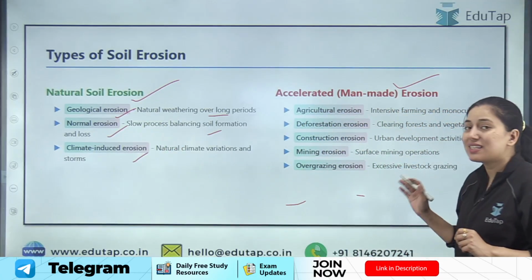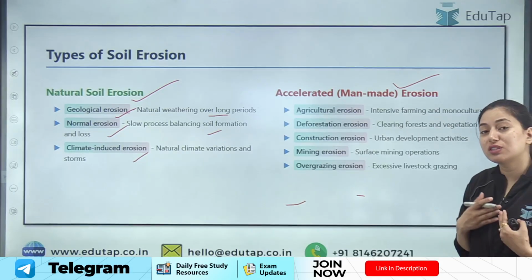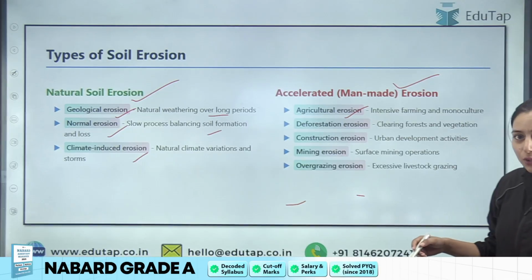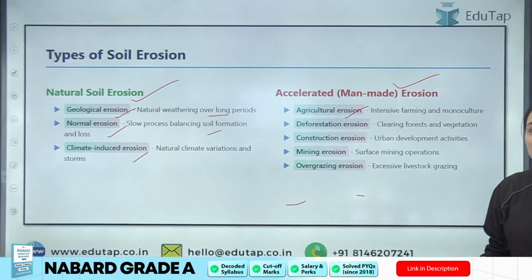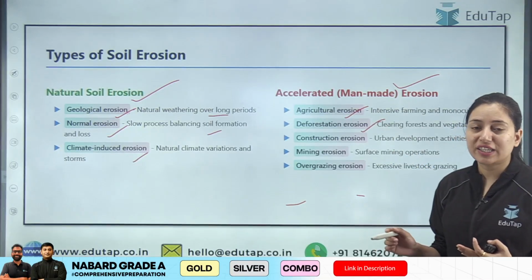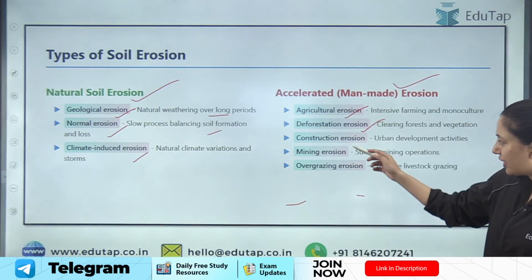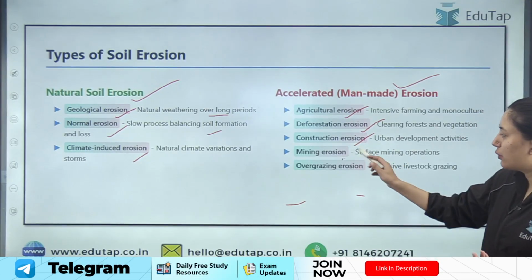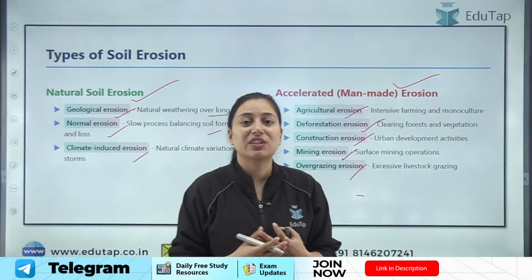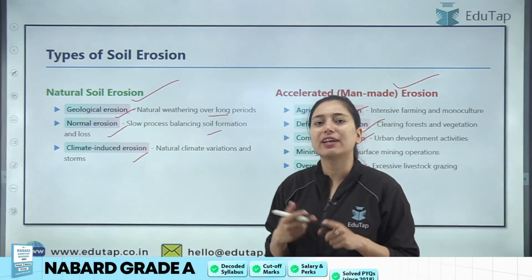But on the other hand, we have accelerated erosion, which is harmful erosion, as it is happening due to human activity, and the rate of erosion is very high here, right? So agricultural erosion is due to the agricultural activity that we are doing, intensive farming, or monoculture that we are adopting. Then deforestation: when we clear the forest and remove all the vegetation, it exposes land to different agents and again leads to erosion. Construction again leads to erosion. Mining, overgrazing, all these human activities are reasons for accelerated soil erosion. Clear? Now this was based on the rate of erosion.